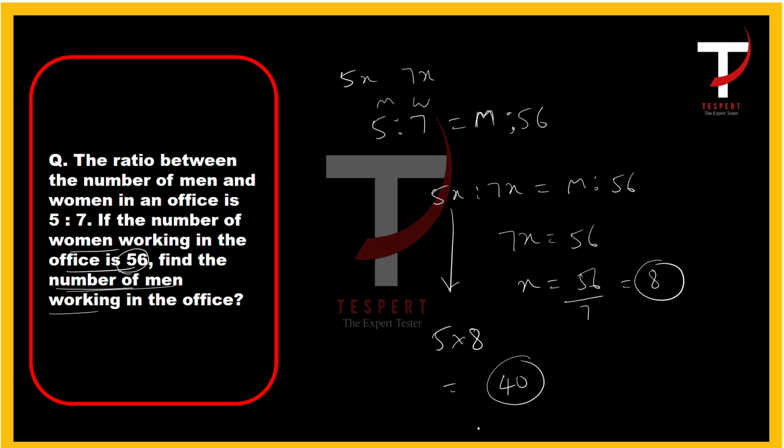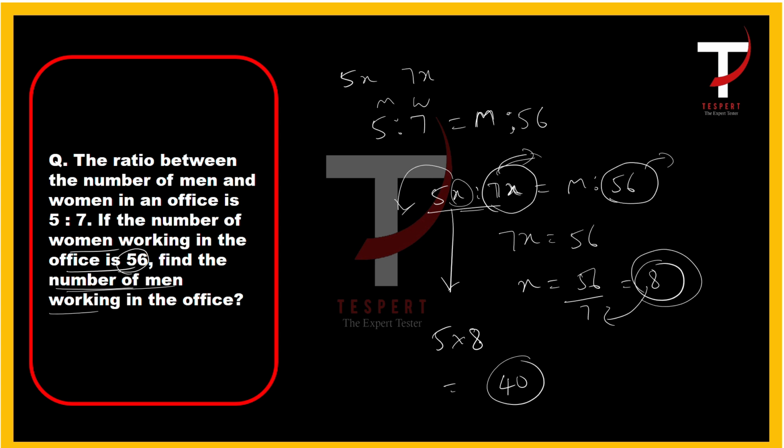See, we know the direct number of women working in that office, and in the ratio part, we know the women part, which is 7x, right? So 7x is equal to 56, and we find the value of x, and after finding this value, we just substitute the value of x in the men part, right? So we arrived at 40.